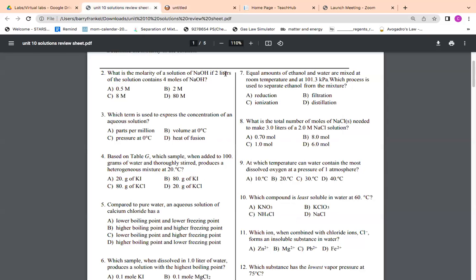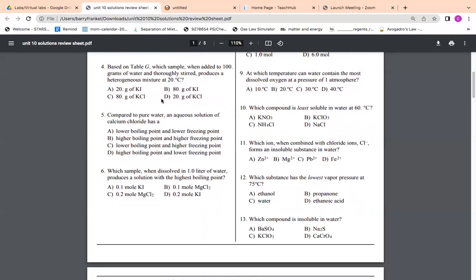Let's go back. So that was number 10, choice B. Number 11, which ion, when combined with chloride ions, forms an insoluble substance in water? So we are going to need the table, I think it's table F. So let's go ahead and look at table F.